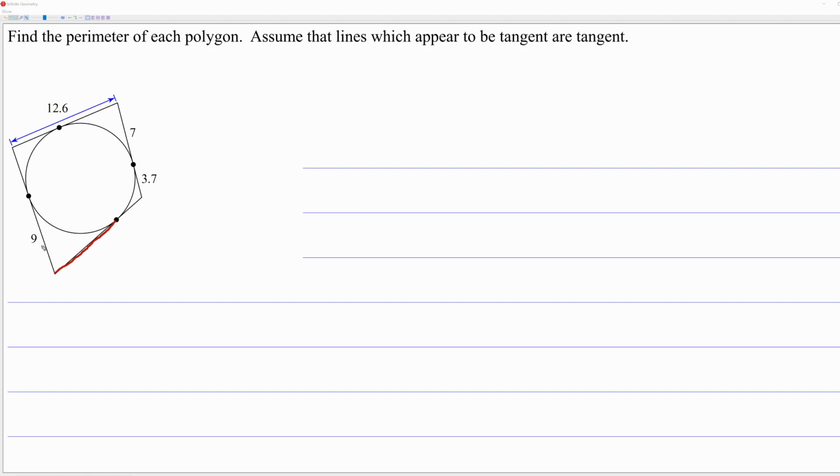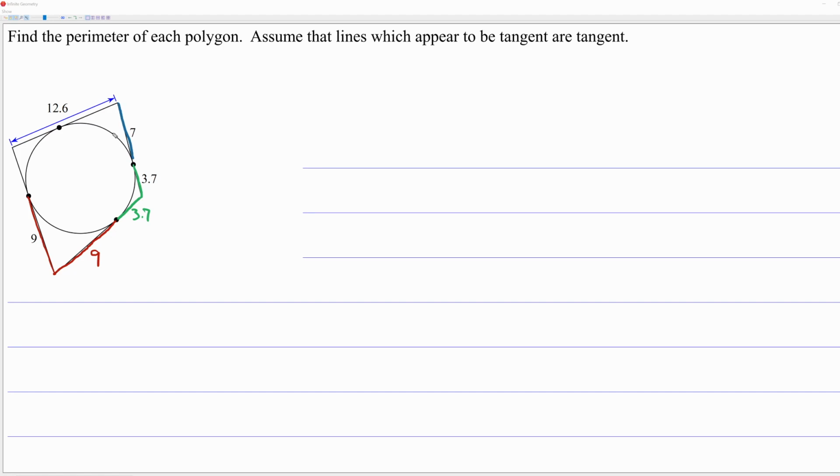Another property that tangents have is if I draw a tangent from this point and I draw another tangent from the same point, then they're congruent. So both of these are 9. So in the same way, let me switch colors. Since I know this tangent is 3.7, that means this tangent is also 3.7. Just go around the entire circle stating what you know.